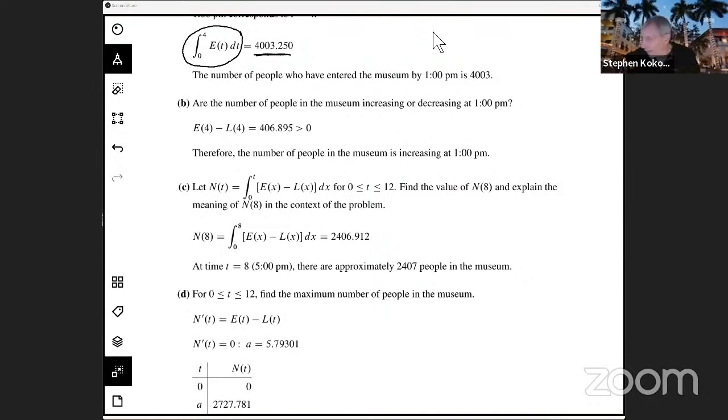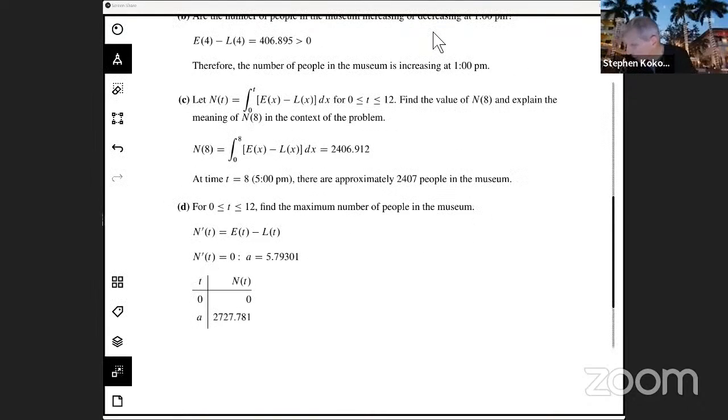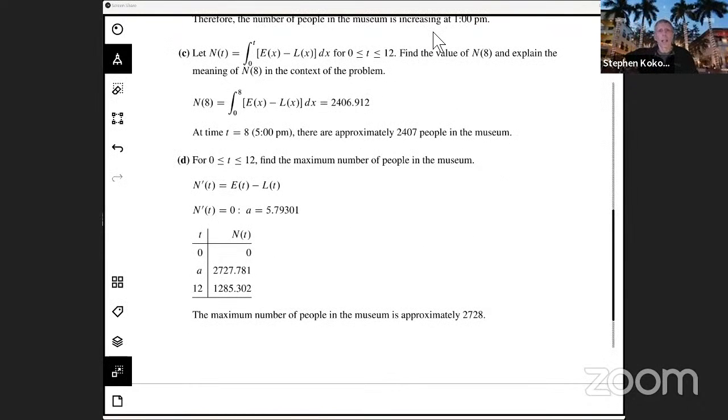And finally, find the maximum number of people in the museum. Well, okay. It turns out for this problem that there is only one critical value. That is where E of t is equal to L of t, or E of t minus L of t is equal to 0. That occurs around 5.79 hours. There's my table of values. And the maximum number of people in the museum is approximately 27, 28. Notice I rounded a little bit there.